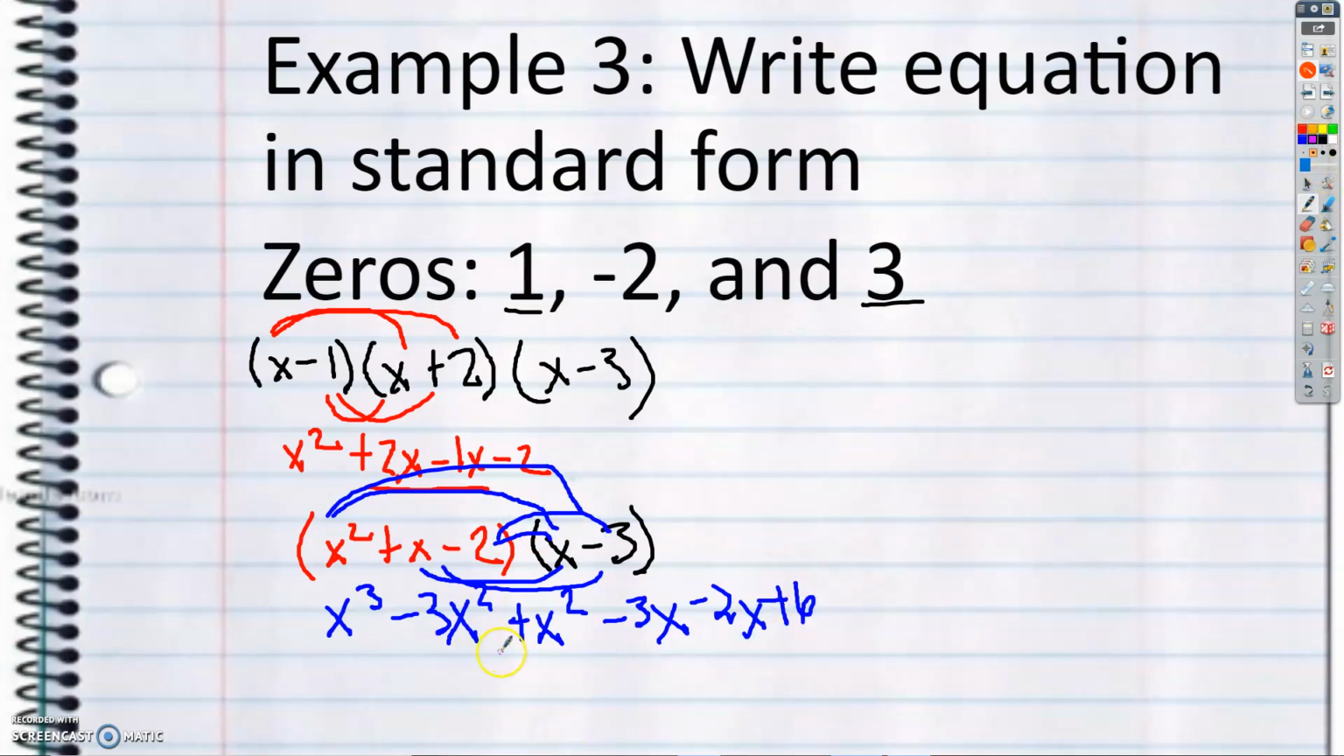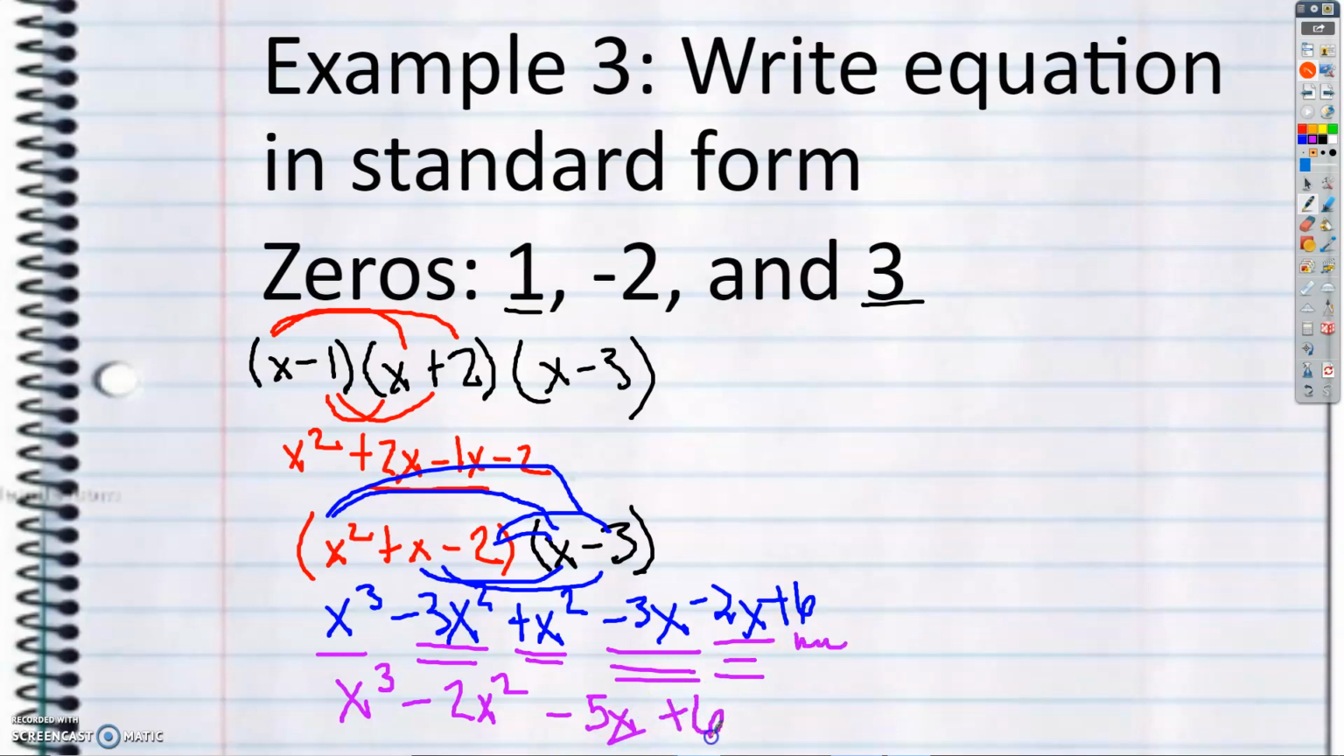Last step, combine my like terms. x to the third, this is the only one, so it's just x to the third. x squared, negative 2x squared. Negative 3x, negative 2x, that makes negative 5x. And then this is by itself because it's a number, so it's just plus 6. So my equation in standard form is x to the third minus 2x squared minus 5x plus 6. And that's it.